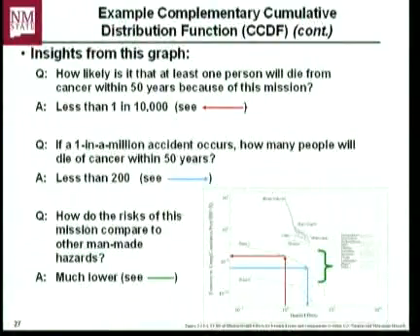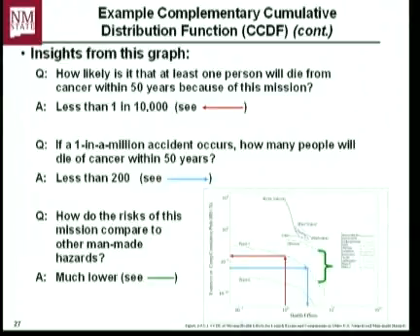Those things always can come from a complementary cumulative distribution function. We can see that from the graph here. We've got 3 different questions you can answer here. This is an actual complementary cumulative distribution function for a particular space mission. The red arrow answers the question, how likely is it that at least one person will die from cancer within 50 years because of this mission? We draw the vertical line starting from one person dying, go up to the curve, read off the ordinate value for that, and see that it's less than 1 in 10,000.